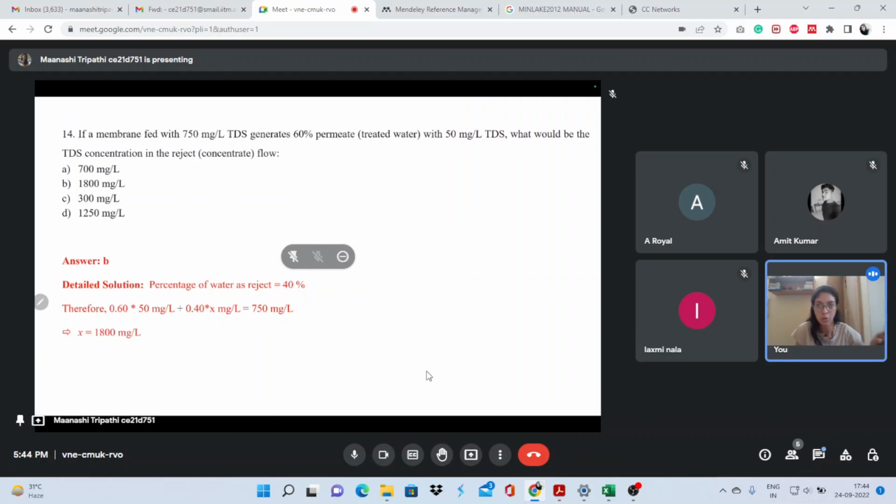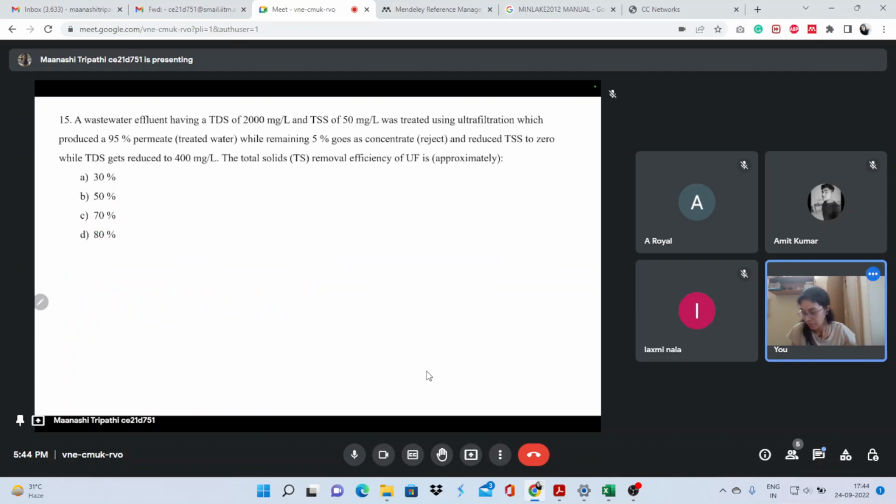Okay, we'll move forward then. So your answer was right. It was 1800 milligrams per liter. So question number 15 is a wastewater effluent having TDS of... Effluent means clear, treated water. TDS is 2000 milligrams per liter and TSS is 15 milligrams per liter.